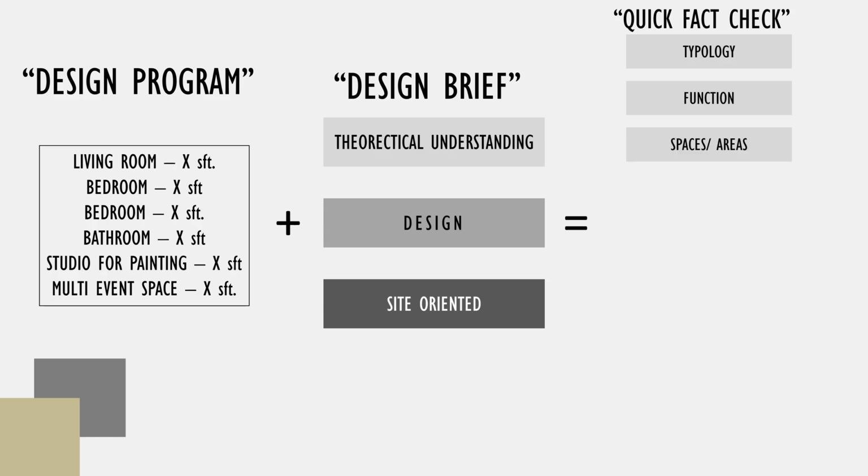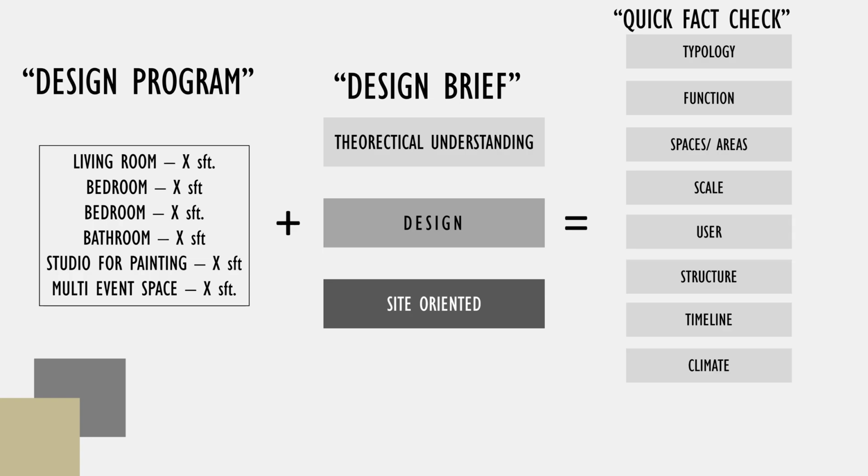typology, function, spaces and areas, scale, user, structure, timeline, climate, site, materials. You can have more list of words. It all depends upon your case study or a design brief.